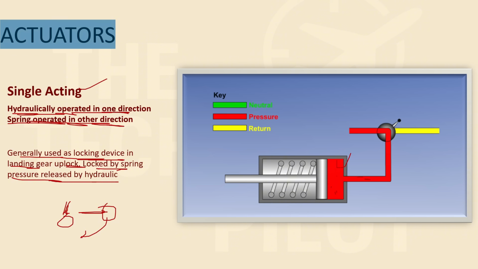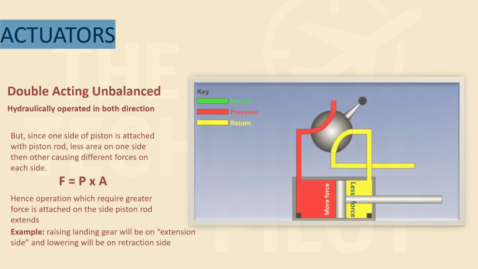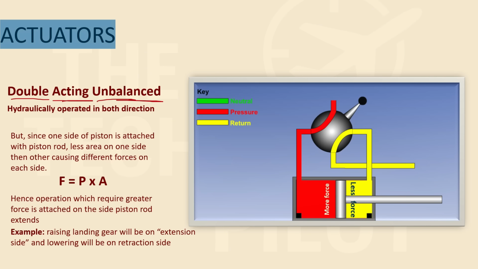So single acting, one side is controlled with the hydraulic pressure, another side is controlled with the spring. It is used as a locking device, typically in your landing gears. And the uplock or the retracted position is locked by the spring and released by the hydraulic pressure. Then you have double acting or double acting unbalanced hydraulic actuators.